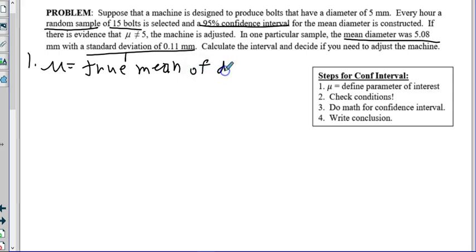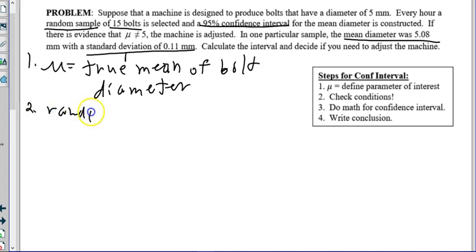Of the diameter, well, let's just say bolt diameter. Make it easy. A bolt diameter. That's what we're talking about. So again, you just write true mean, and then just look at the paragraph and see what it's talking about. It's talking about the diameter of bolts, or bolt diameter. That's it. Number 2, check conditions. Random? Well, we said it was random, so check mark, given. We're good to go.